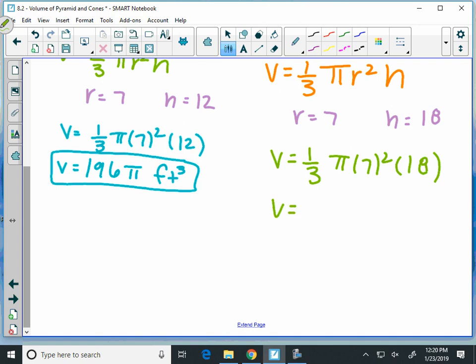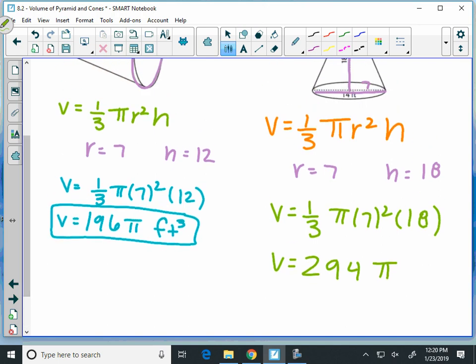So plug in your calculator: 1/3 times 7 squared times 18. What do we get? 294. And then tack on the pi, because we want to leave our answer in terms of pi, so treat pi like a variable. And then how would we label it? Feet cubed again.